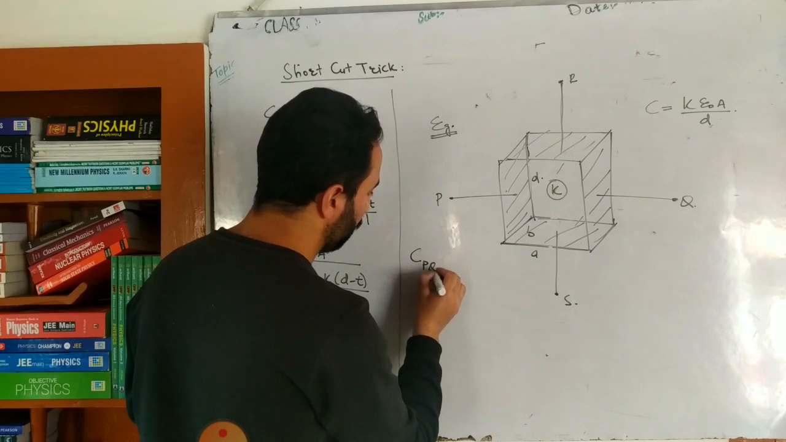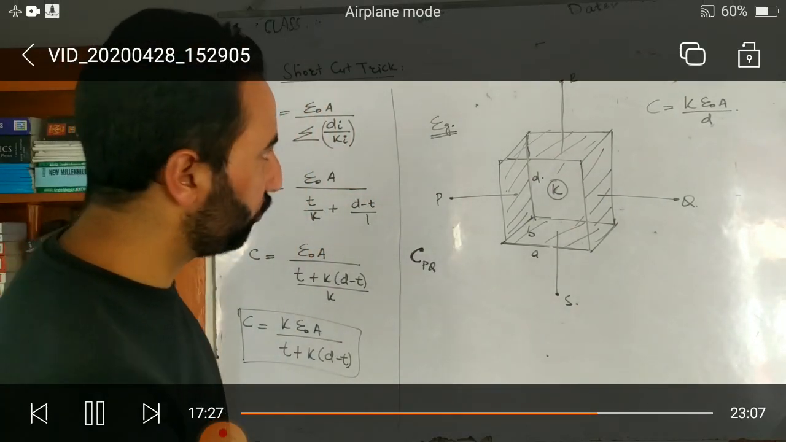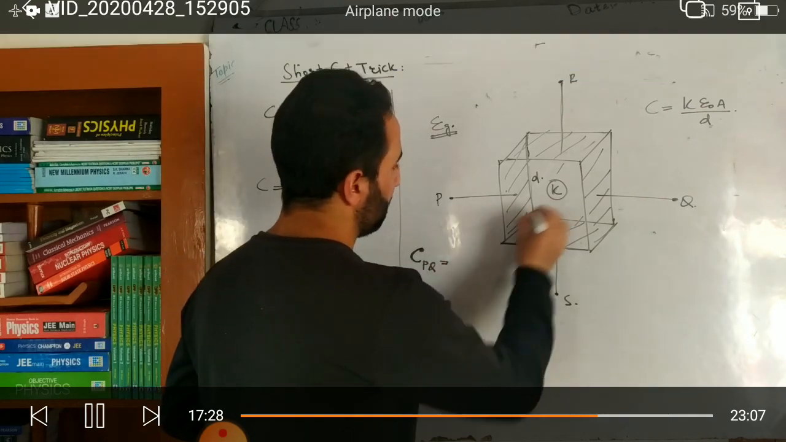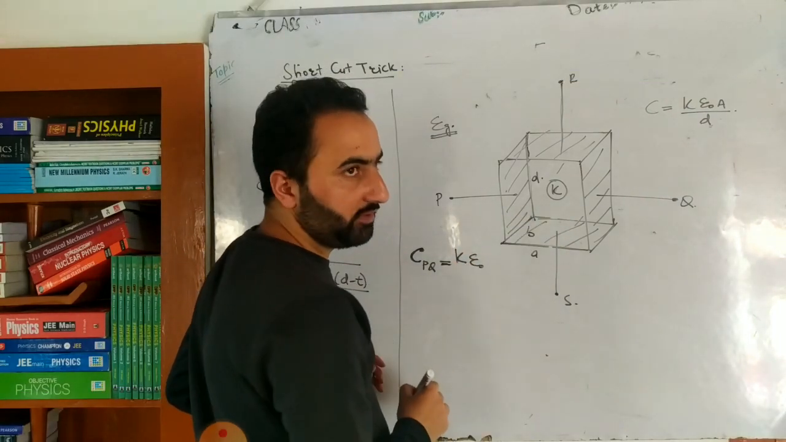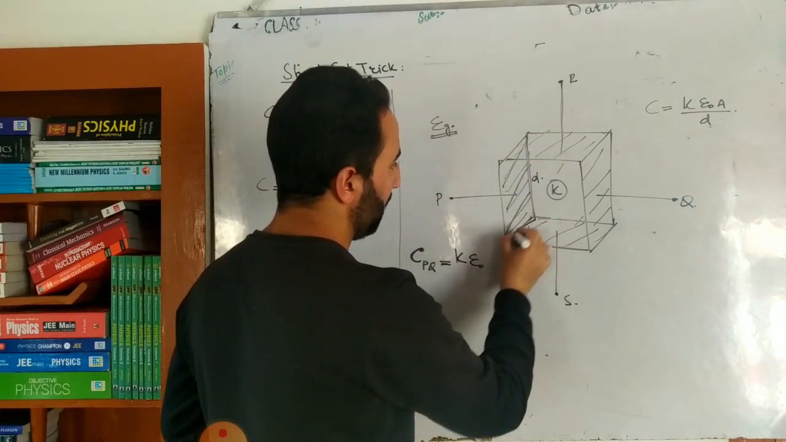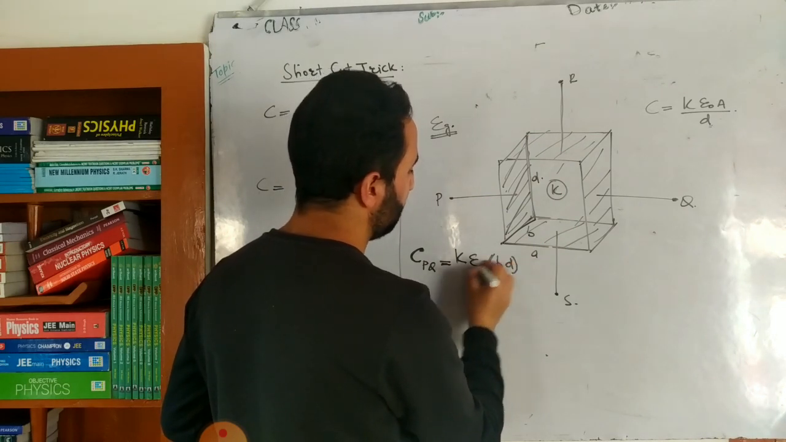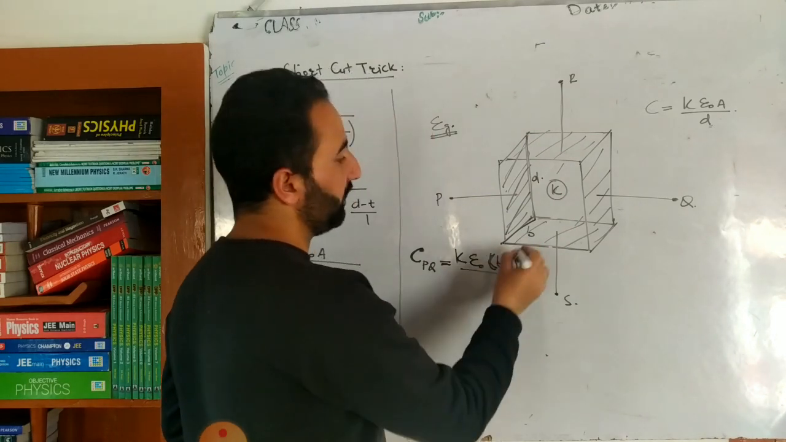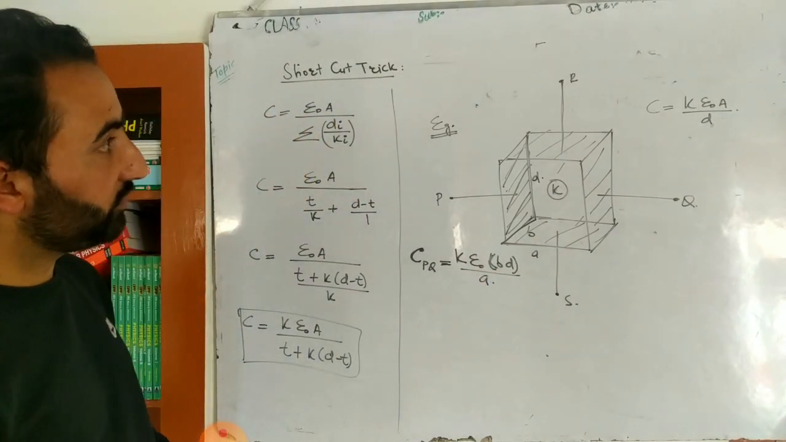So C_PQ, the capacitance between the points P and Q, will be equal to K, the dielectric constant, times epsilon 0 times A, the area of the plates. Now from here to here this is D, and from here to here it is B. So the area will be B multiplied by D, divided by the separation between the plates, that's A. So this is the capacitance between the points P and Q.